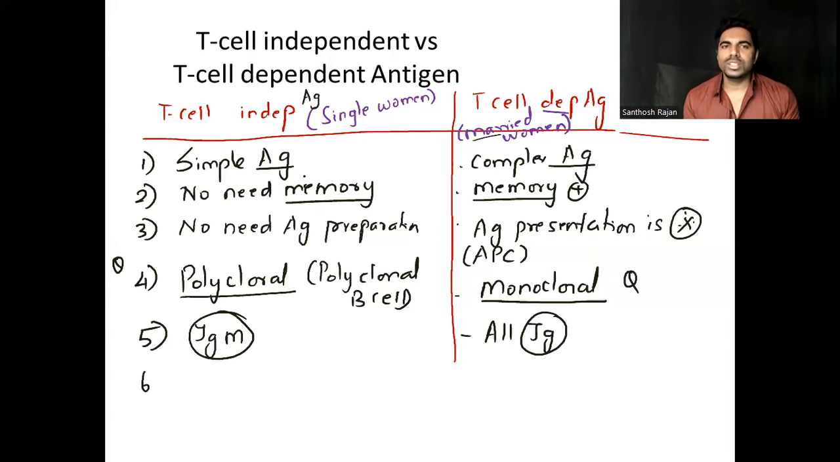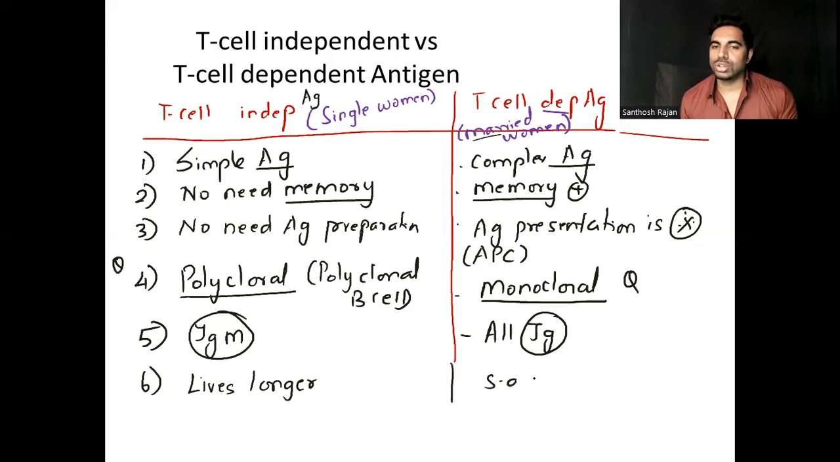Last one, because she's single, no tension. So long. See, it lives longer. Lives is a wrong word. I would say stays longer. But here, these antigens, they stay short. That's it. This much only. Why do you have to cry? Very easy. T-cell independent and T-cell dependent antigen, this only.